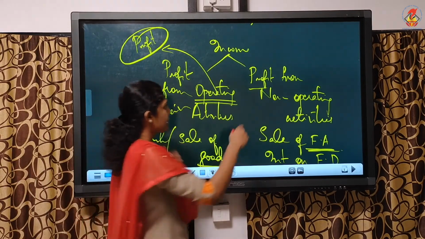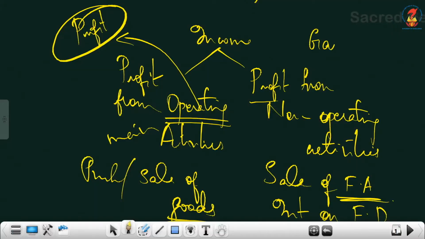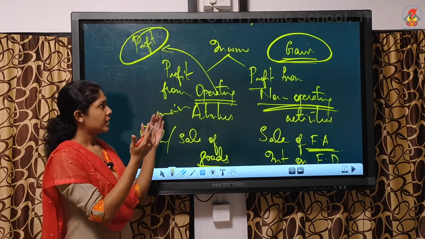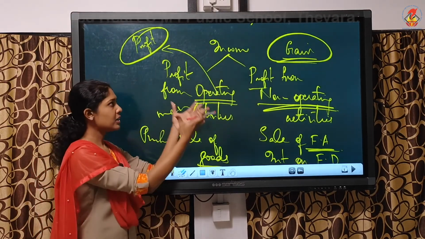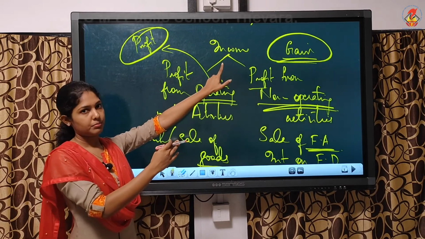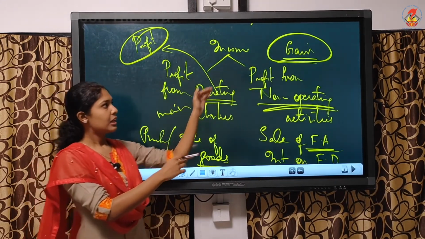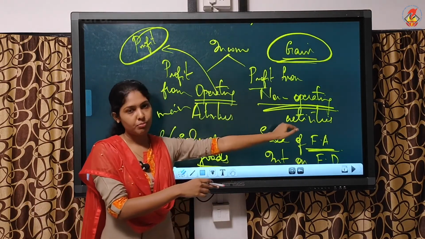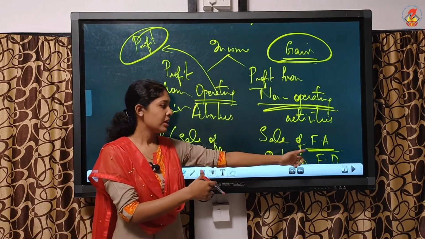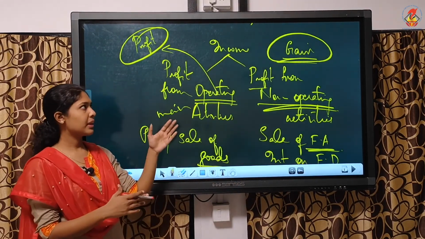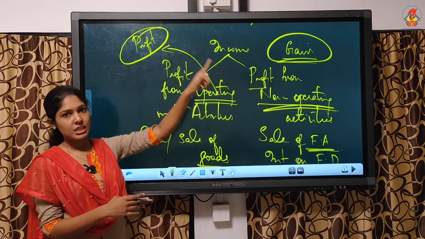Now, gain means the profit which you get from non-operating activity. That is the meaning. And profit plus gain together will be termed as income. Separately, how will you refer? Profit means only from operating activity. Gain means what we get basically from non-operating, like sale of fixed assets or interest on FD. Understood? So, that is the meaning of income, profit and gain.